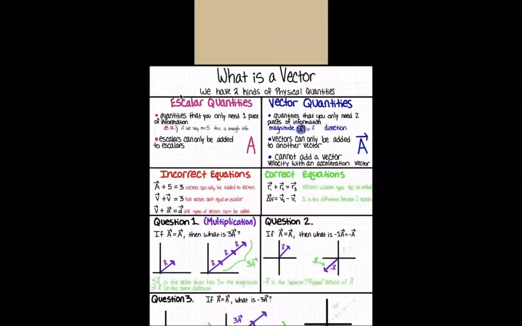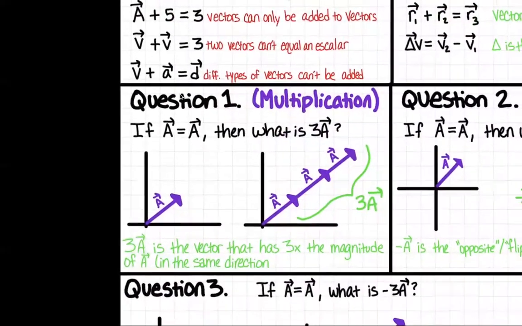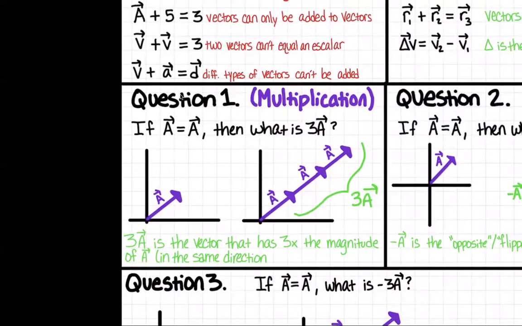So let's see this first one. This has to do with multiplication. Vector A equals vector A, so they're always the same amount. What is 3 vector A? We are essentially multiplying 3 times vector A. This is regular vector A. They're asking for 3 times it, so we just do 1, 2, 3, literally copy and paste, and this is our 3 vector A. It's a vector that has 3 times the magnitude of A.